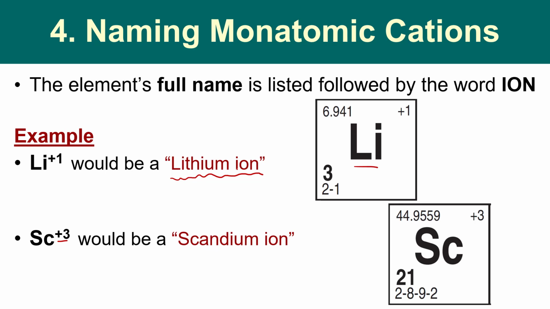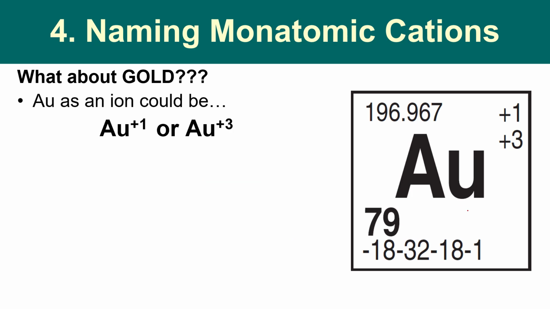You will notice that they simply take the element's name and the word ion, and really the name of it does not necessarily reflect what the value of the charge is. That's because there is only one possible value of the ion, so you don't have to note what the ion's charge is. How about something like gold?